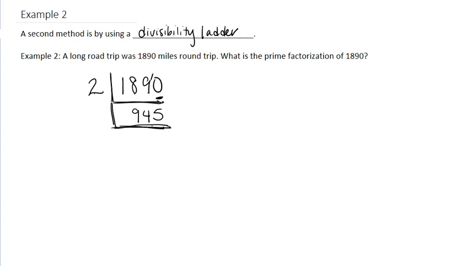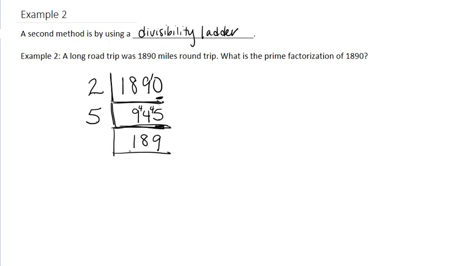So let's keep going. Now 945 can be divided by 5 because it ends in a 5. So let's put 5 out here. Now 5 can go into 9 1 time. We carry the 4. 5 can go into 44 8 times, carry the 4. Now 5 can go into 45 9 times. So now we have 189.